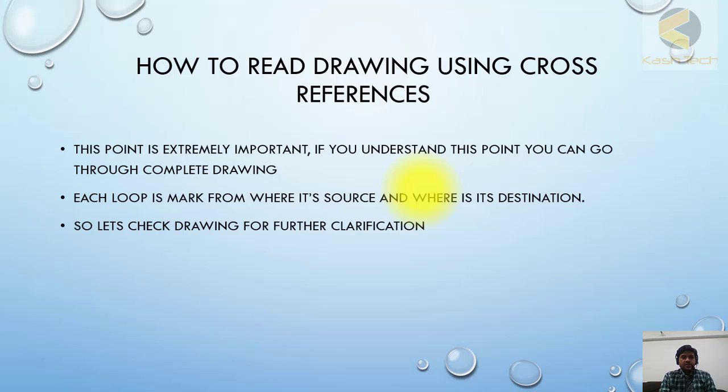and you can start understanding schemes. Each loop is marked with its source and its destination. So the key idea is that each and every loop in the drawing shows the source from where it started and where it terminates, its destination, unless it is the first point or the last point. So let's check the drawing further. I have made a screenshot for you.